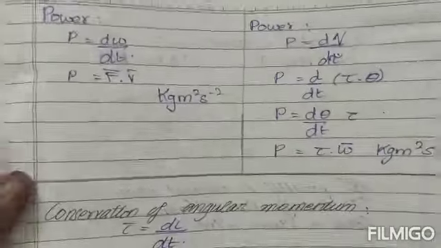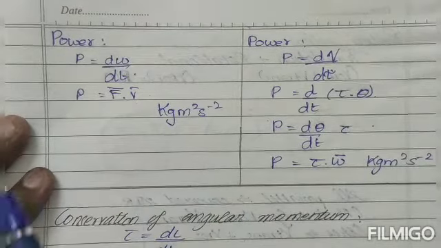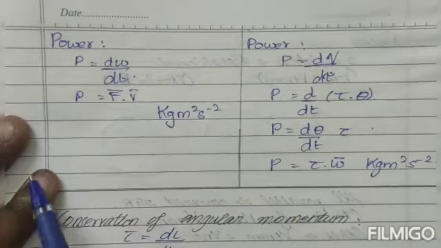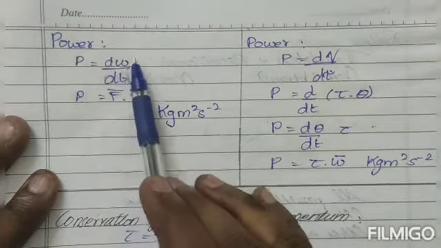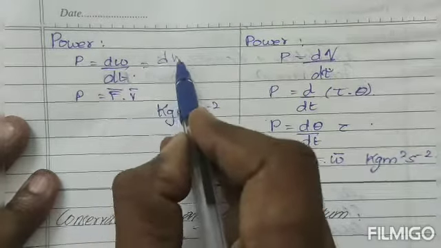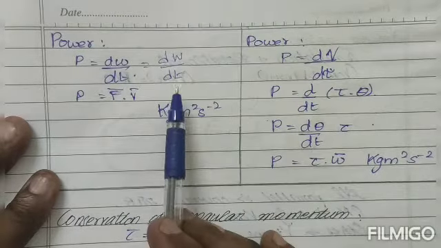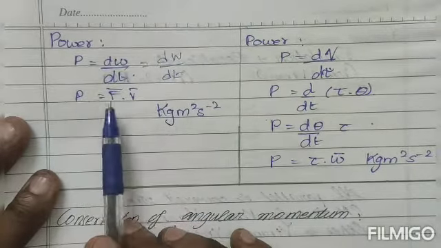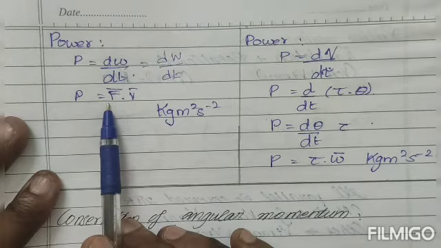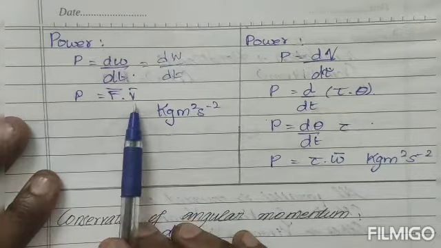Please listen. Next, how to express power. Generally, power is equal to work done divided by time. So power is equal to change in work done divided by time, that is dW by dt. We know one more formula for power: power is equal to force into velocity.